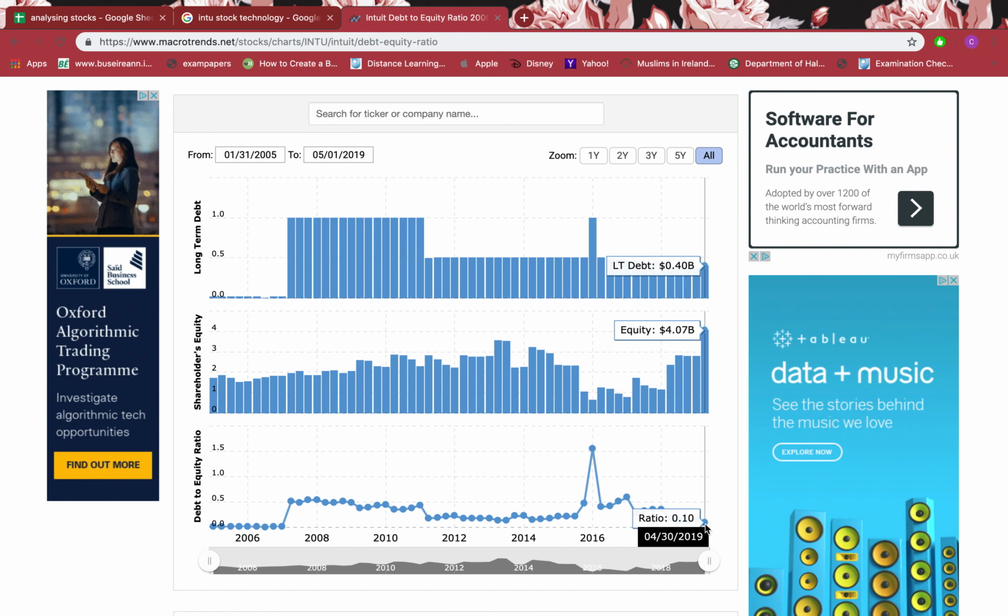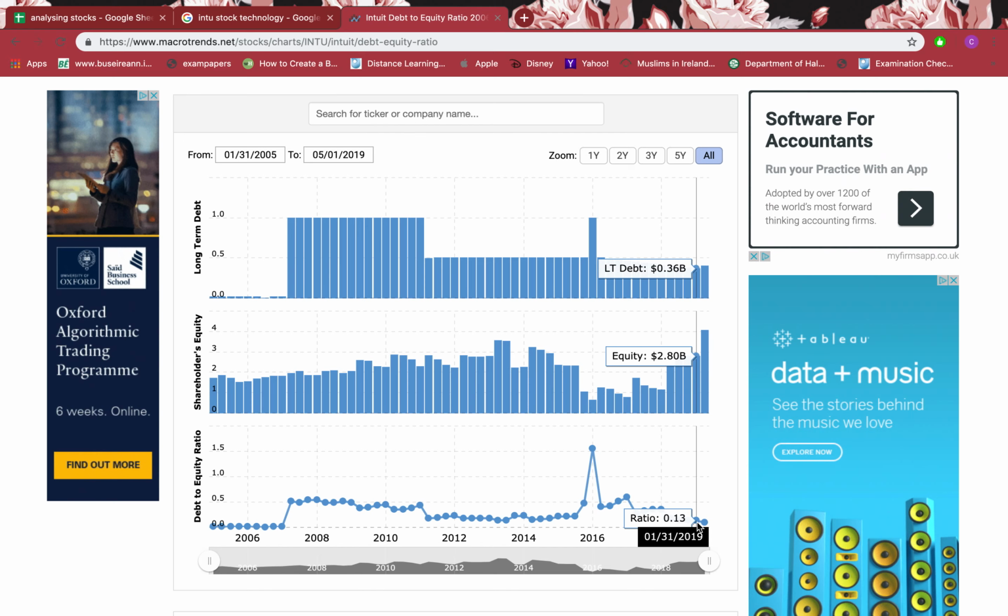Debt to equity ratio must be 0.5 or below to not be risky. It's not risky if it's 0.5 or below, because it means that the company is not operating on long-term debt. It's operating more on equity and less on long-term debt, which makes it less risky. So this situation is very good. It's 0.1, which means that the long-term debt is way below equity.